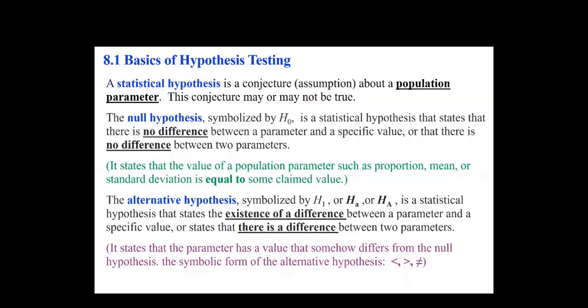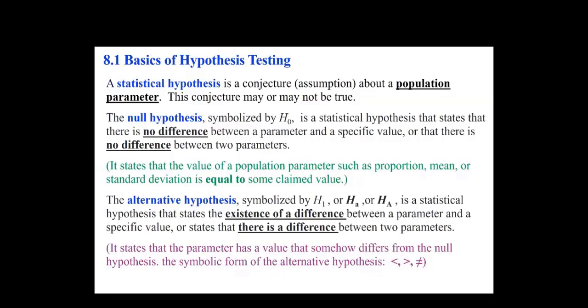H sub 0 is a statistical hypothesis that states that there is no difference between a parameter and a specific value, or that there is no difference between two parameters. So it states that the value of a population parameter such as proportion, mean, or standard deviation is equal to some claimed value. So I want to make sure we understand what's happening in this case.